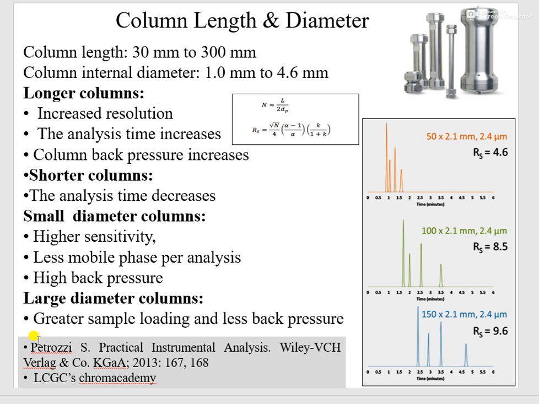Large diameter columns: with large diameter column you can load more amount of sample, which is not possible with small diameter column because the amount of stationary phase contained in the small diameter column will be relatively less. So you cannot load more sample with small diameter column, but with large diameter column you will be able to load more sample, and there will be less back pressure because diameter is large. This diagram depicts the effect of column length on resolution. So you can see that with small length of column the resolution is less, while as the column length increases the resolution also increases.